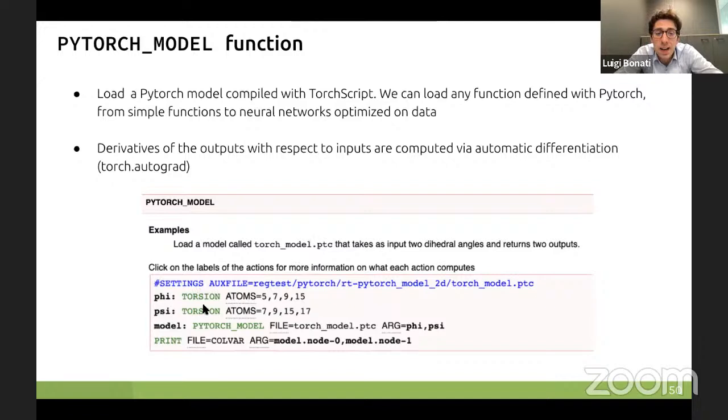Here, we just need to define some input descriptors, for instance, two torsional angles. And then we use the PYTORCH_MODEL keyword, specifying the name of the file and which should be the arguments of this function. This function will automatically detect how many outputs are needed and will create some components called node-0 for the first, node-1 for the second, and so on.